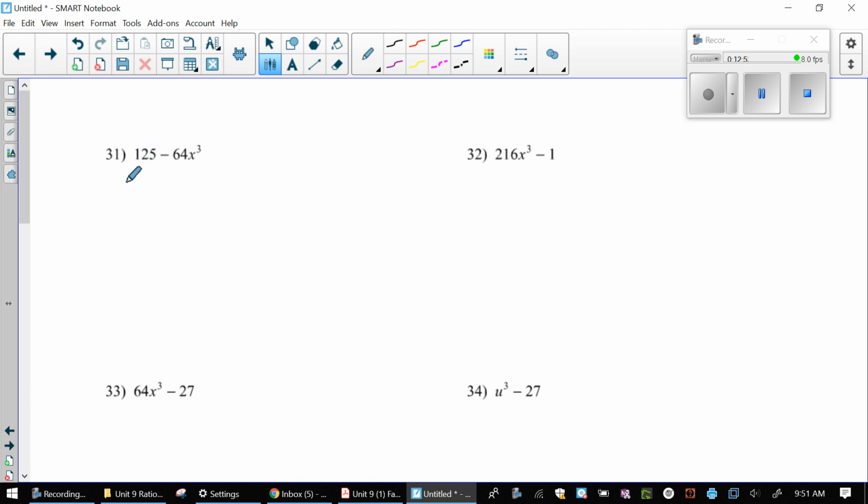Here's what I like to do, and I think it's important that you rewrite it with your cubes. So 125 is 5 cubed. 64 is going to be 4 cubed. But I'm going to write it like this because it's not just 4 cubed, it's 4x cubed. As I look at that, if we think of our original pattern, I can call that my A, that my B, and now we'll follow that same pattern.